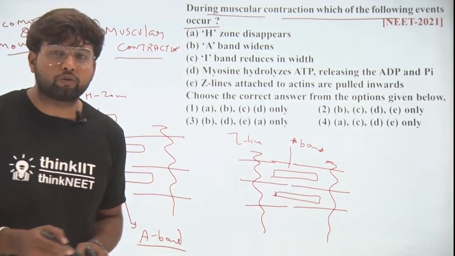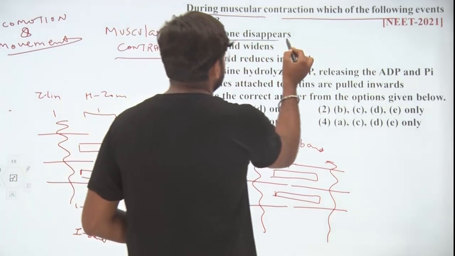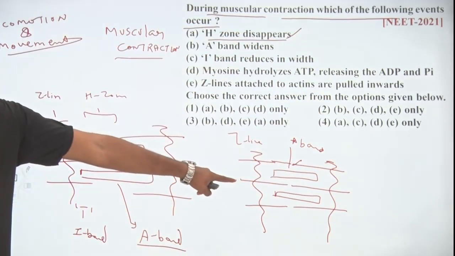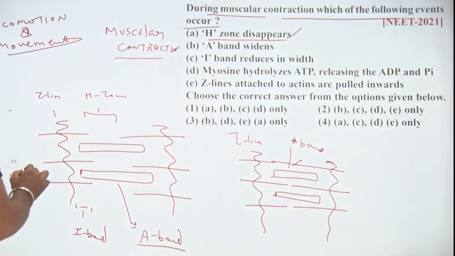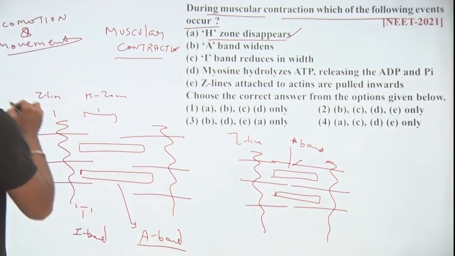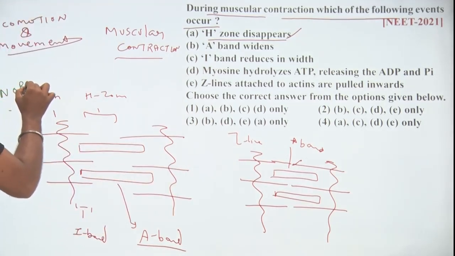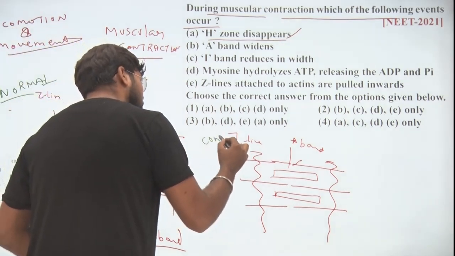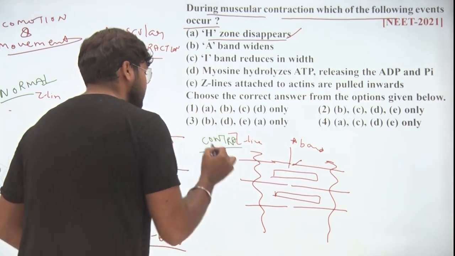The question is of NEET 2021. The H zone disappears, correct one, this H zone is disappeared in the second one. It is the contracted, and the first is the normal stage. When you are talking about here, it is a normal stage, right? It is the normal one, and this one is the contraction one, clear?